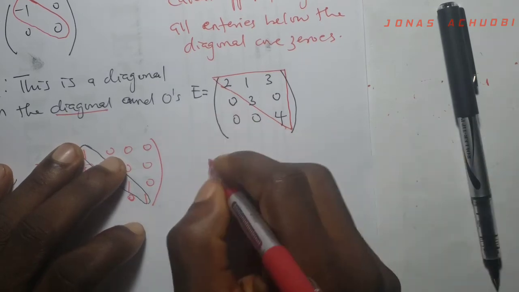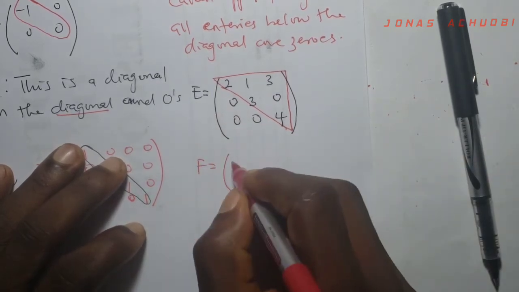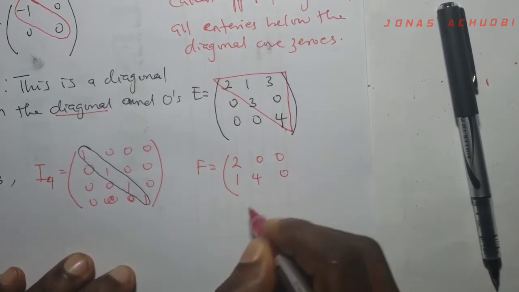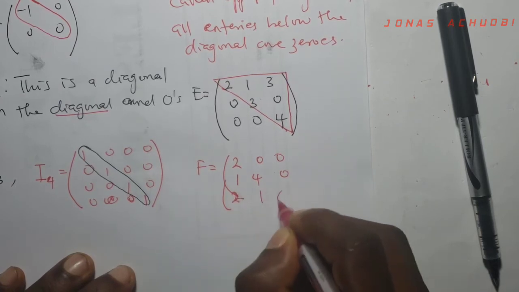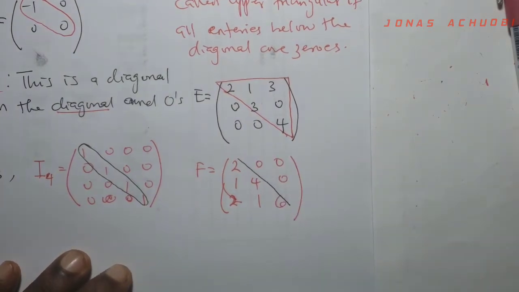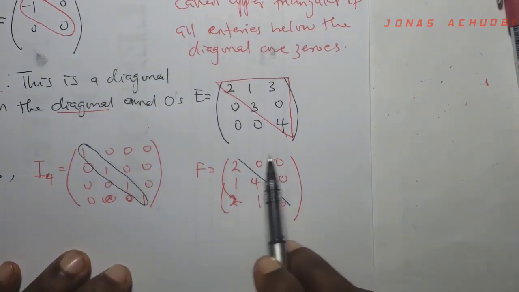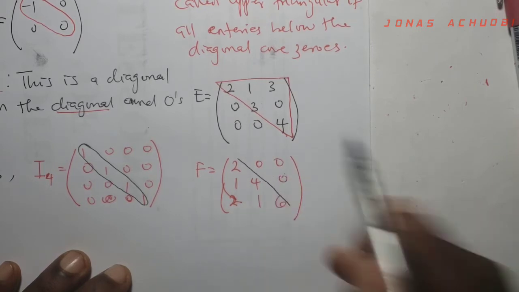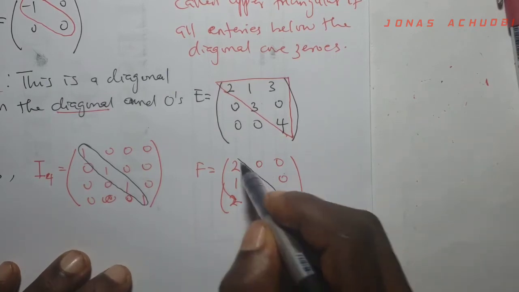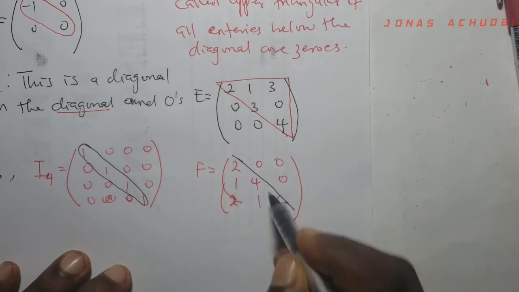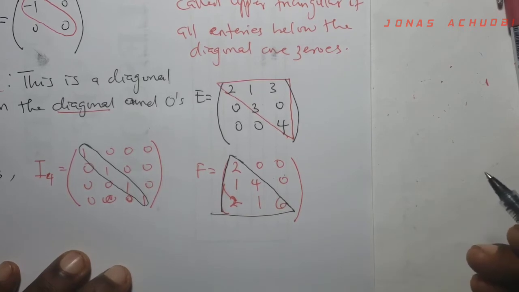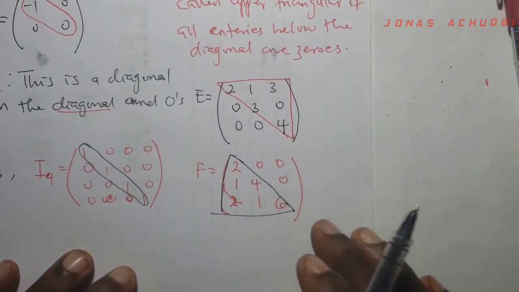For instance, if this matrix, say matrix F, is now, say, 2, 0, 0, 1, 4, 0, let's say 2, 1, and 6. So what happens here? The diagonal entries are 2, 4, 6. And above the diagonal entries, every other entry is 0, 0, 0, 0. If one of these entries is not 0, let's say this one is 1, it fails to be a lower triangular matrix. So all the entries above the diagonal are zeros. So this forms a triangle at the bottom of the matrix. So this is what we call a lower triangular matrix.